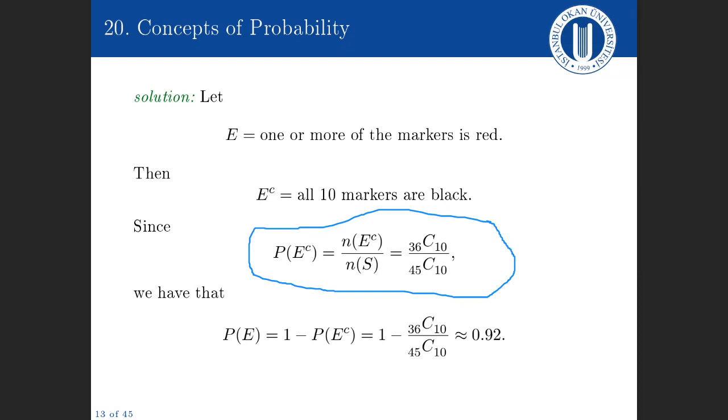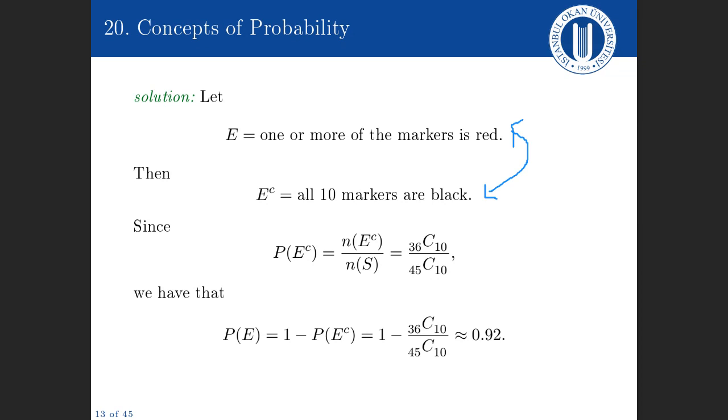We're going to use the formula for the theorem, which is the probability of E is 1 minus the probability of E complement. The probability of getting at least one red marker is 1 minus the probability that all 10 markers are black, because these two things are opposites. So it's 1 minus this number. And if you use the ideas from last week, we can calculate this as a number, and it's approximately 0.92.